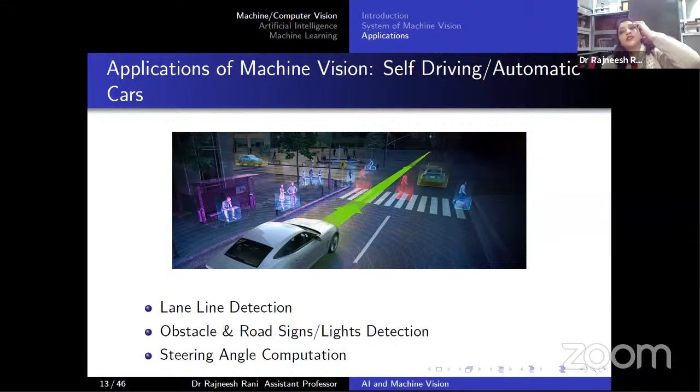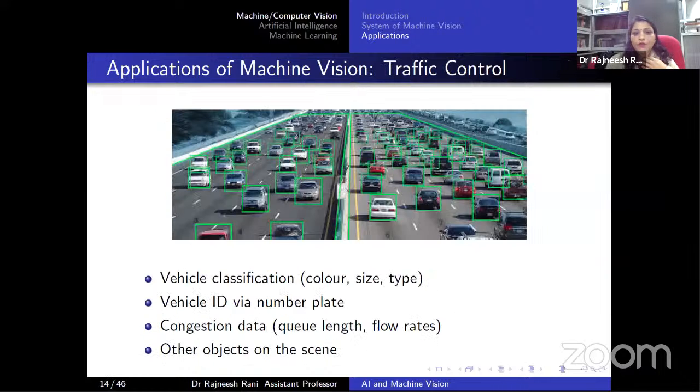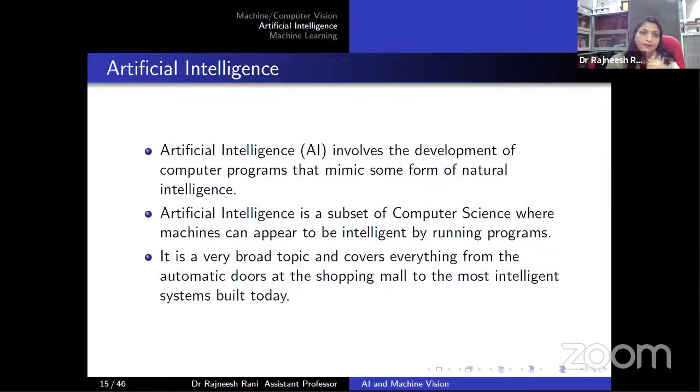Similarly, for self-driving cars, that is lane line detection, then steering angle computation, then obstacle and road sign, lights detection, etc. In all these fields, machine vision is used. Similarly, for traffic control, the use of machine vision is there. Now, this is all about machine vision.